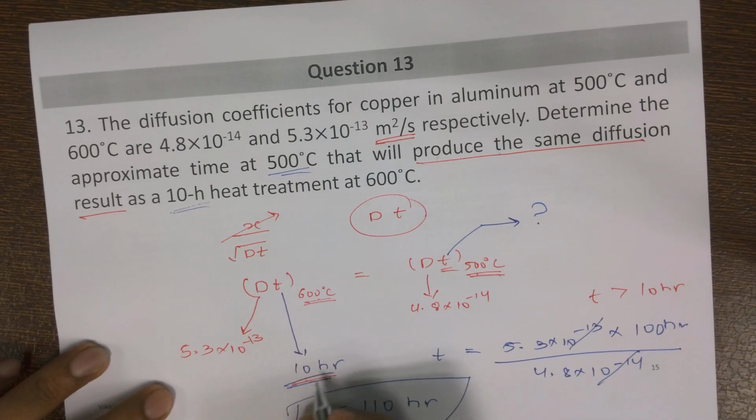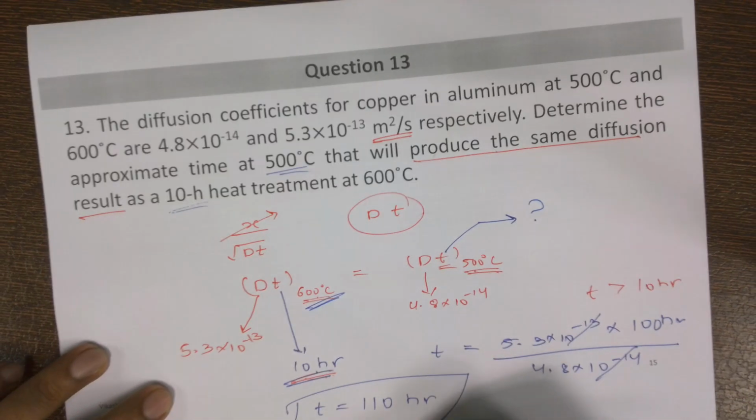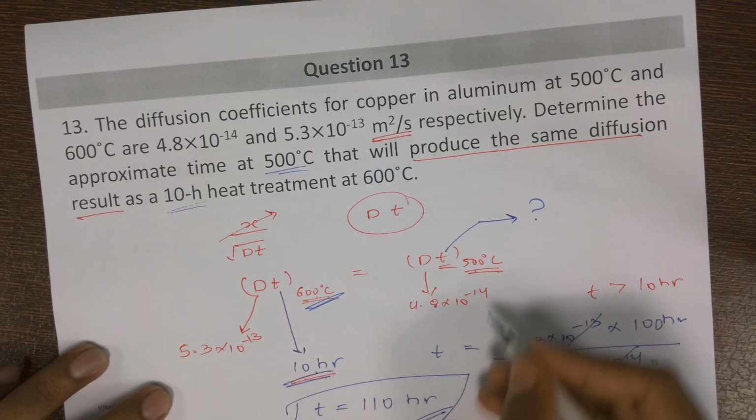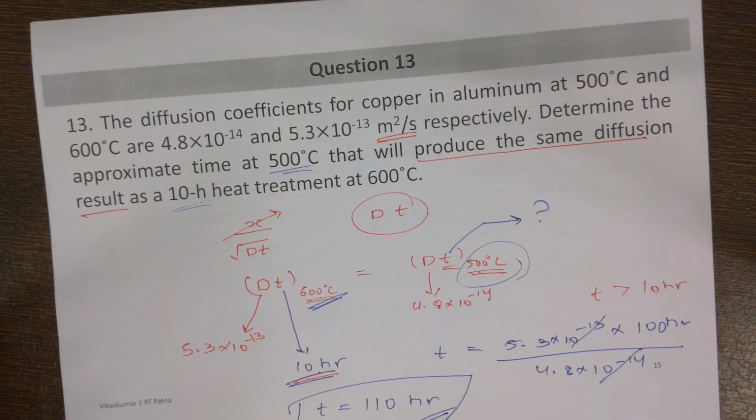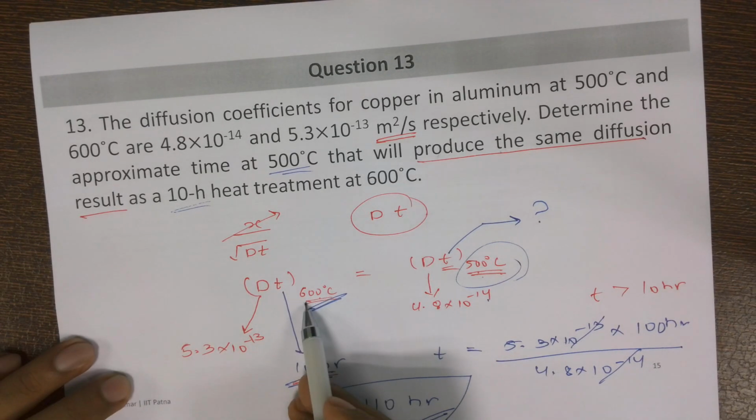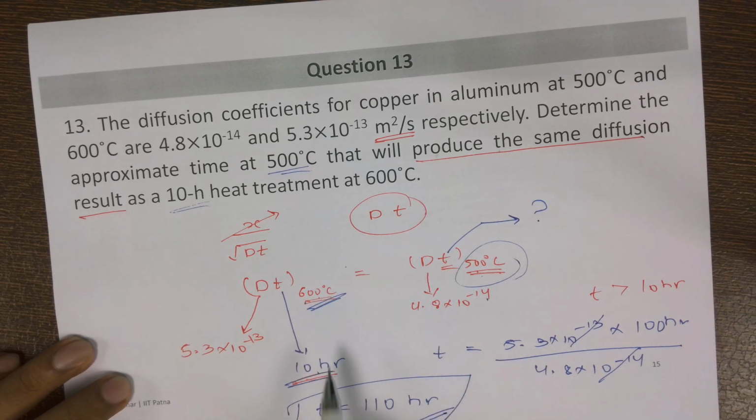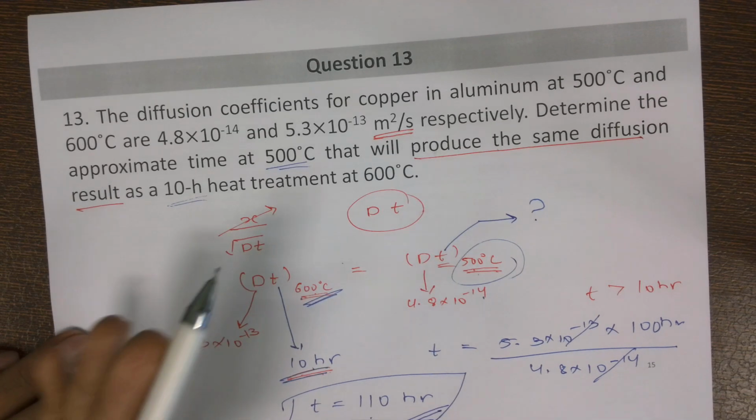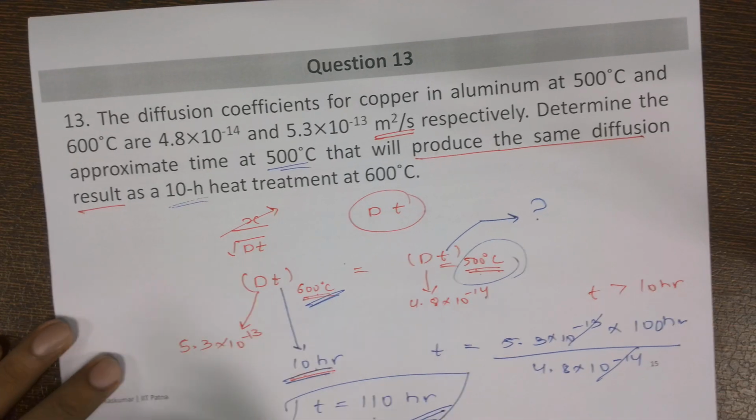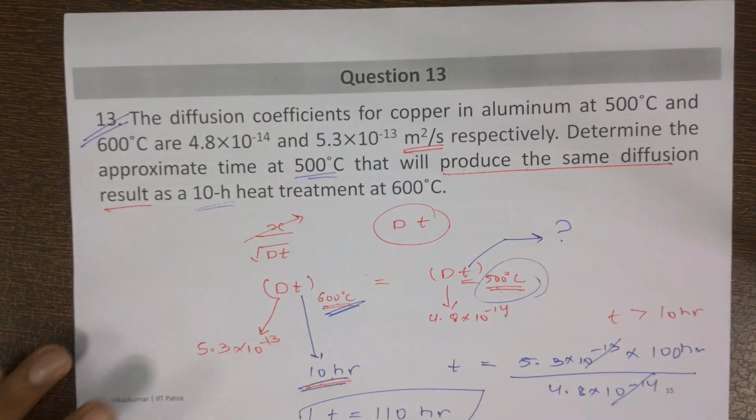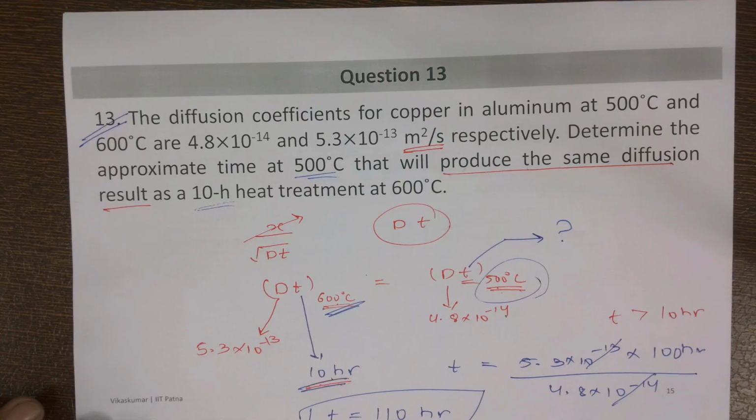Here 10 hours was required at 600. Here we can see 110 hours is required when we are treating at 500. So this is the beauty of diffusion. If you increase the temperature further to 700, the time required, instead of 10, can be brought to 1 or even less than that. That can depend upon the calculation. Okay. So with that we have completed this question.